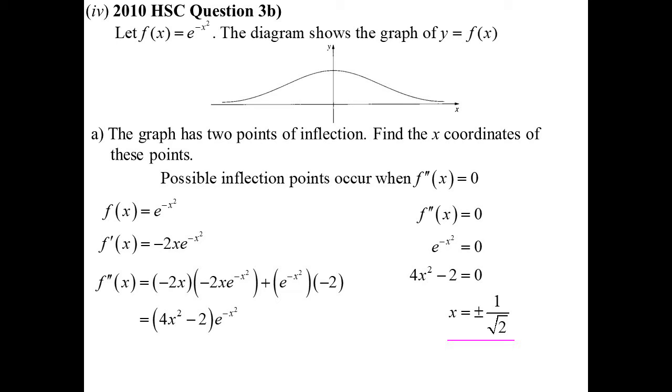Now, normally we'd go and test to see if they definitely are, because you see how I've got possible inflection points. But because they've told me there's 2, and I've only come up with 2 possibilities, I don't need to test. Because they told me there was 2, and I found only 2, they've got to be inflection points there.